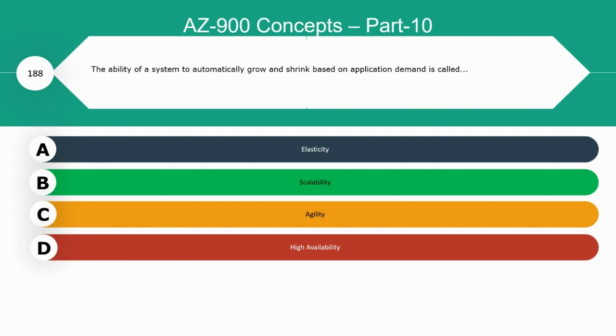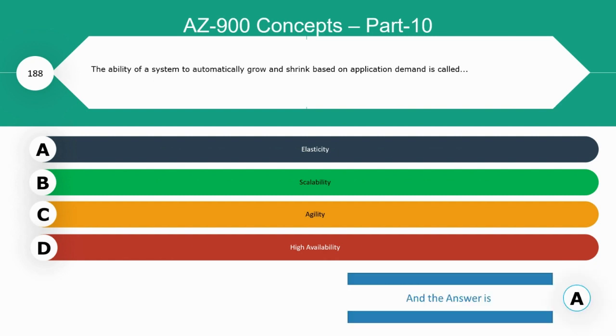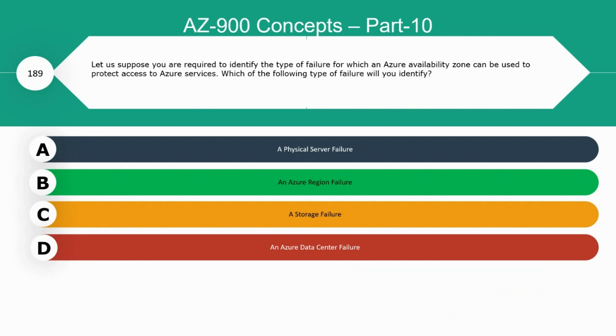Next question, the ability of a system to automatically grow and shrink based upon the application demand is called as option A elasticity, option B scalability, option C agility, option D high availability. The right answer for this question is option A, that is elasticity. We have already seen elasticity refers to the ability of the cloud to automatically expand or compress the infrastructural resources on sudden up and down in the requirement so that the workload can be managed effectively. With that, option A is the correct answer for this question.